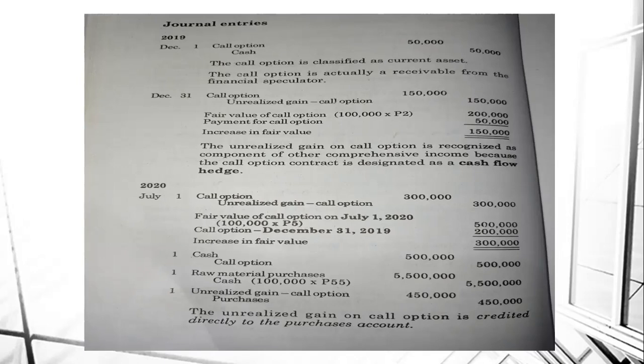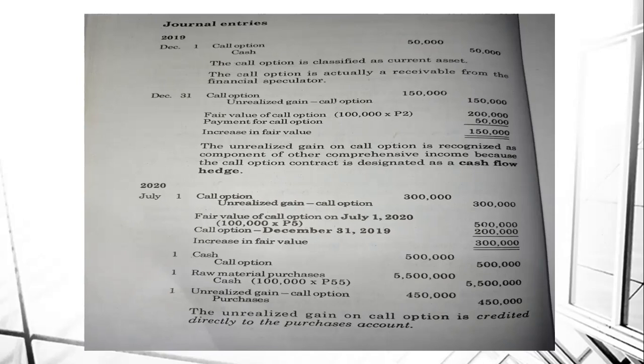300,000 tapos credit unrealized gain call option 300,000. So paano siya gain pa sa, di ba? Fair value of call option sa July 1, 2020 is 55, nag-increase sa 5. So 100,000 times 5, 500,000 tapos i-deduct mo tong call option sang 2019. So, di ba may debit na 50,000 tapos may debit mo ng 150,000. So, 200,000 tanan. Deduct mo na to para magkapakas ang 300,000. Tapos, recognize man tong cash. Tapos, call option yung 500,000.